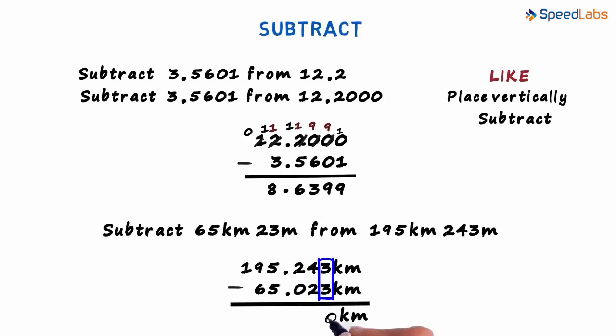3 minus 3 is 0, 4 minus 2 is 2, 2 minus 0 is 2, then we have the decimal point. 5 minus 5 is 0, 9 minus 6 is 3, and 1 minus 0 is 1. This is 130.220 kilometers or 130 kilometers and 220 meters.